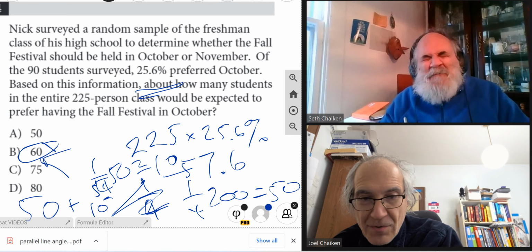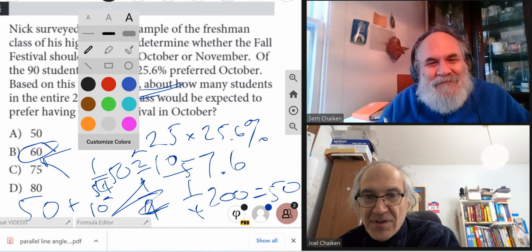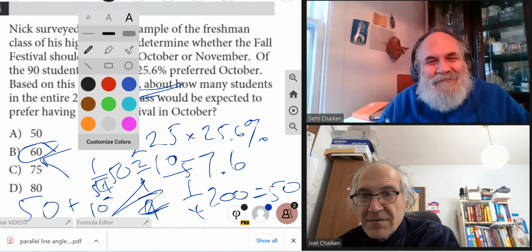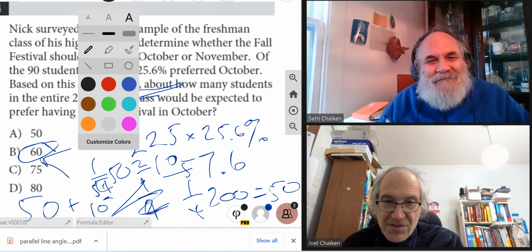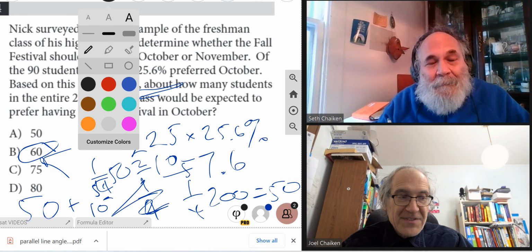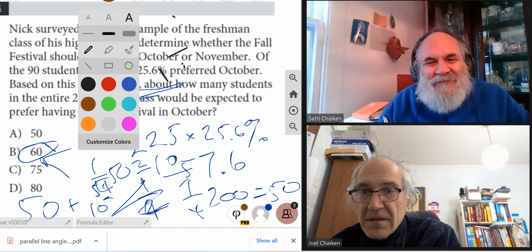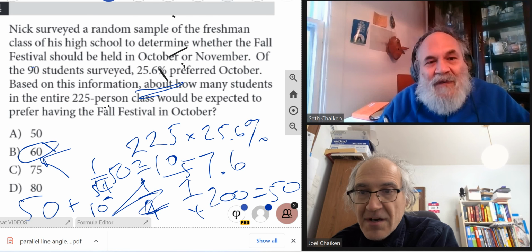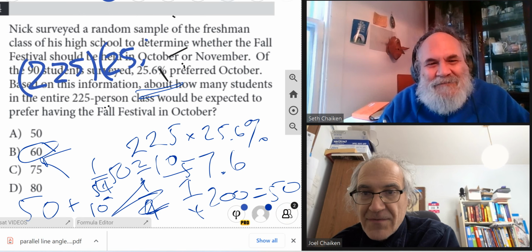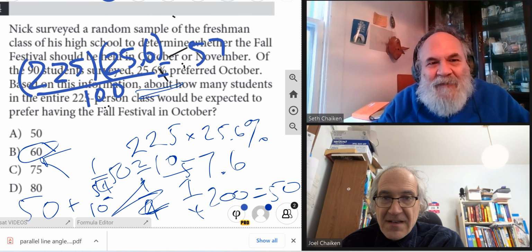Wait, so you did a quarter. Well, first of all, to do it the regular way, what you actually have to push in the calculator is 225 times 25.6 over 100. That's what you type in the calculator, divided by 100, and you get 57.6, and then you round it.